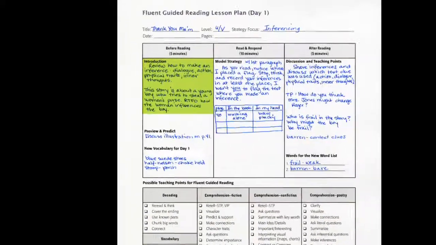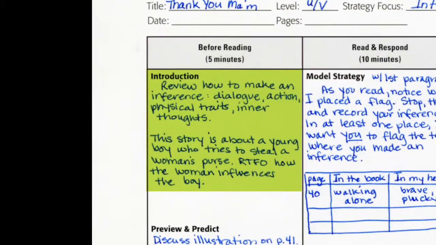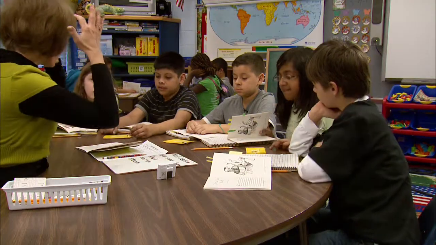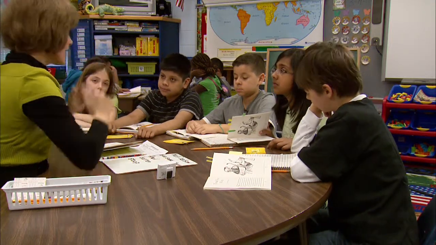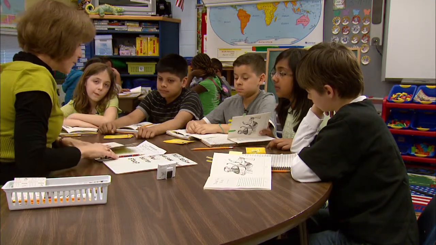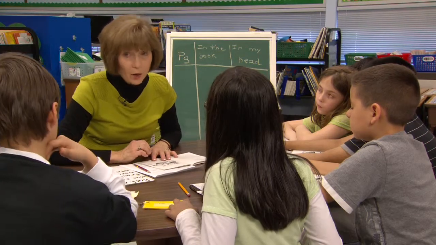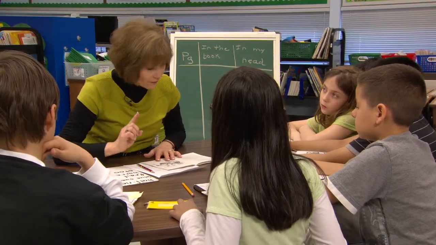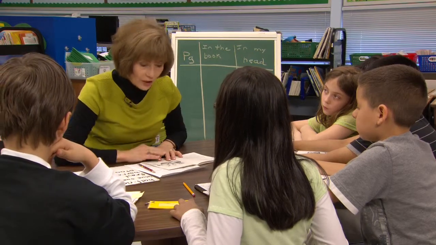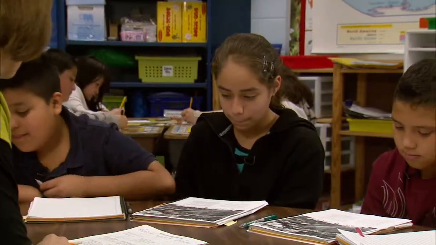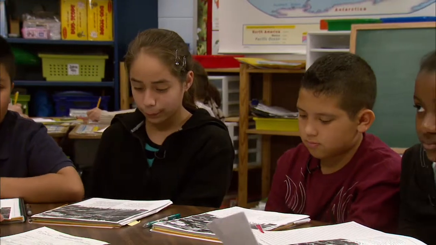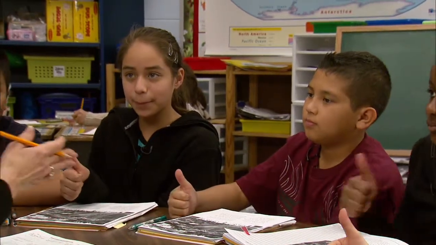The lesson starts with a short introduction to the text. Provide a simple description, then have students look through the text to get an idea of what it is about. Today you're going to be reading the story about a boy who tries to steal a woman's purse. And you're going to read to find out how the woman changes the boy's life. When working with Fluent readers, the emphasis is always on strengthening comprehension.